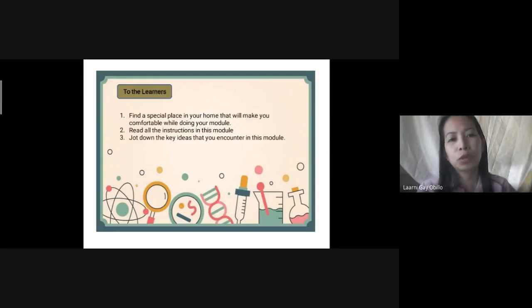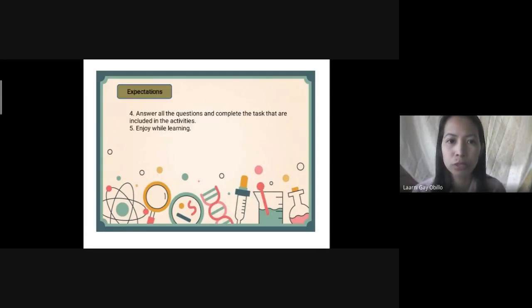Before we start, you should find a special place in your home that will make you comfortable while doing your module. Read all the instructions in this module. Jot down the key ideas that you encounter. Answer all the questions and complete the tasks that are included in the activities, and enjoy while learning.